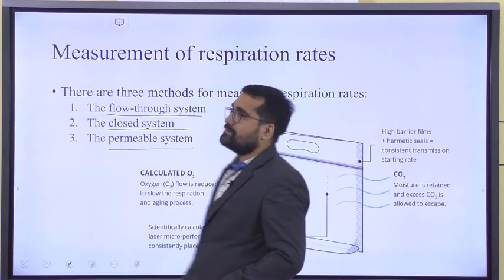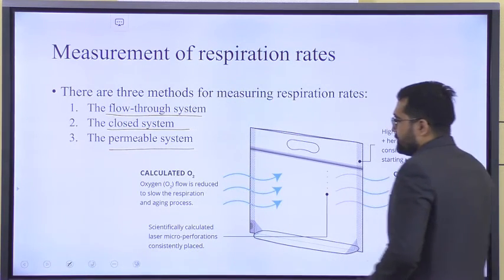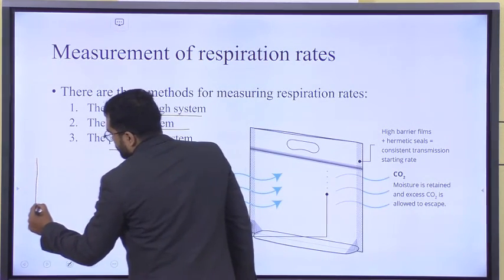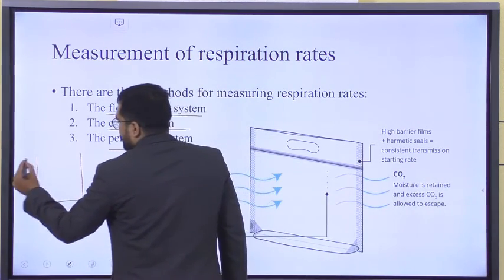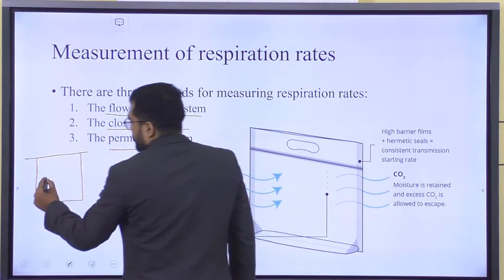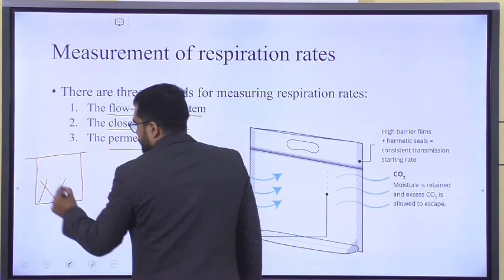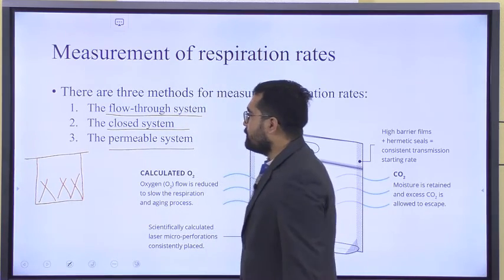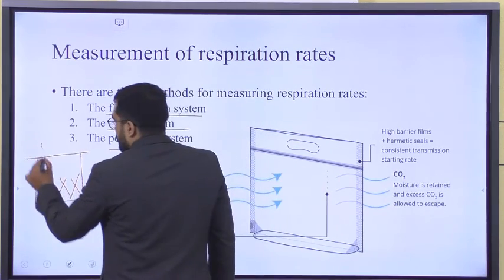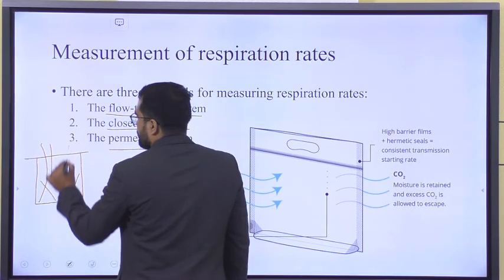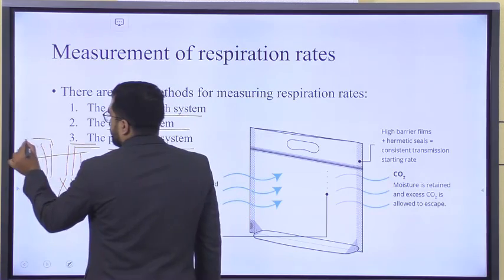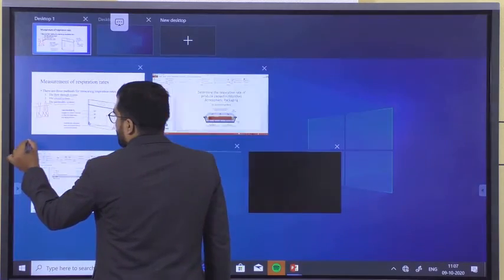Let me tell you what the flow through system and the closed system are. Suppose this is our packet, and inside the packet we have kept our product. Now in the flow through system we supply oxygen and we take it out from the system.